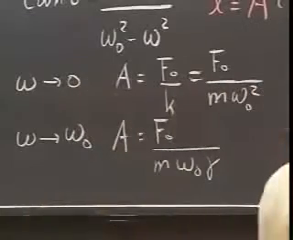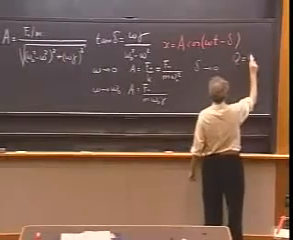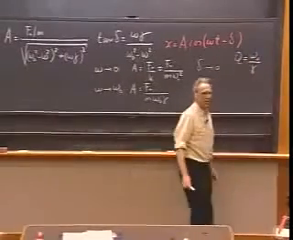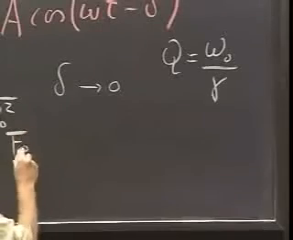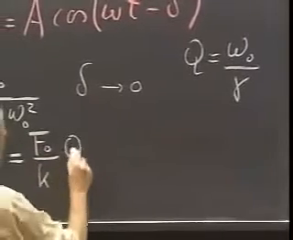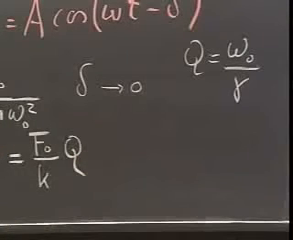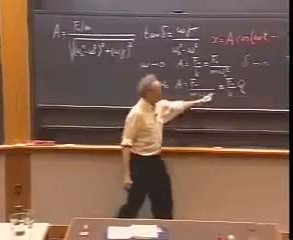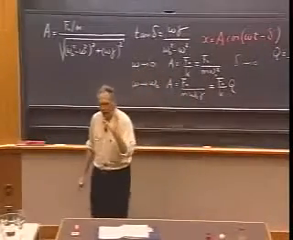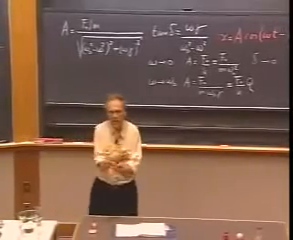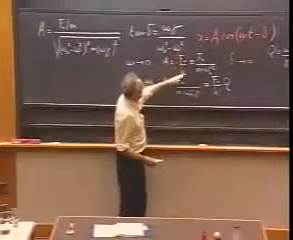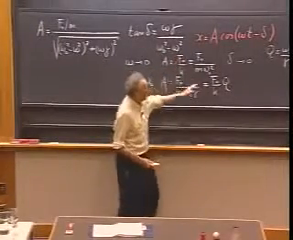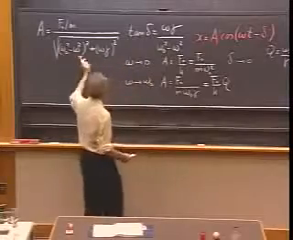Well, if you remember that we introduced a quality factor, omega 0 divided by gamma, which is a dimensionless number, then you can also write this as F0 divided by K times Q. But that's nice to remember, that at resonance, the amplitude of the object is Q times higher than what it would be at extremely low frequency. This is interesting to remember. So this is the amplitude at very low frequency, and when you drive it at resonance, it is Q times higher.